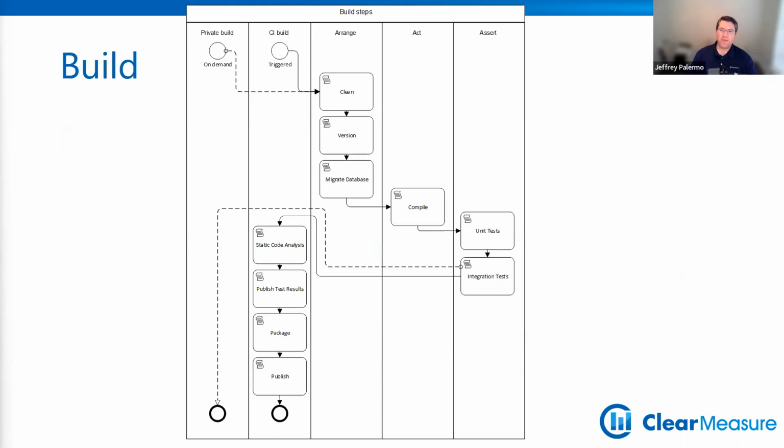Okay, so let's talk through just the general structure of what your build flow should look like in your DevOps environment, so we can talk about where security fits. Your private build and your continuous integration build are going to share the build script, and they're going to do a lot of the same things. They're going to clean the local directory of past build artifacts, stamp a version number, create the database that's used for that particular build, do the compilation, and run unit tests and component level integration tests.